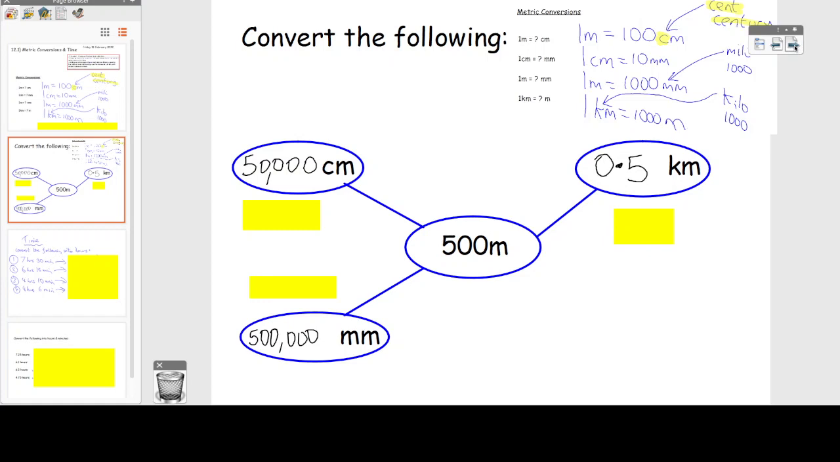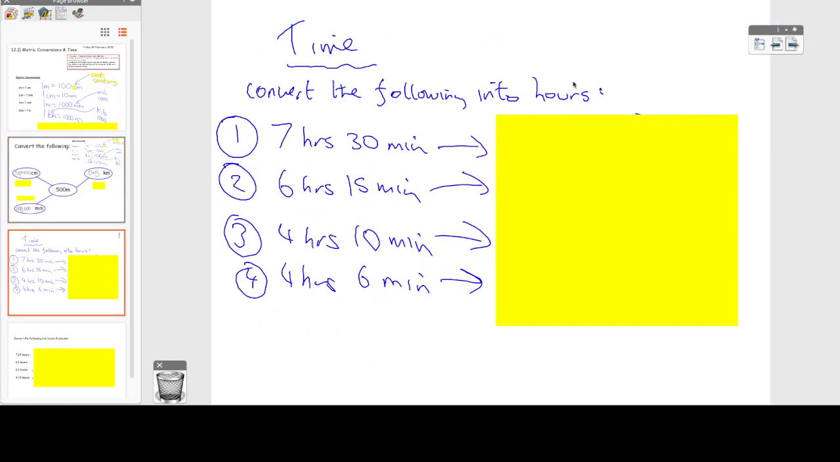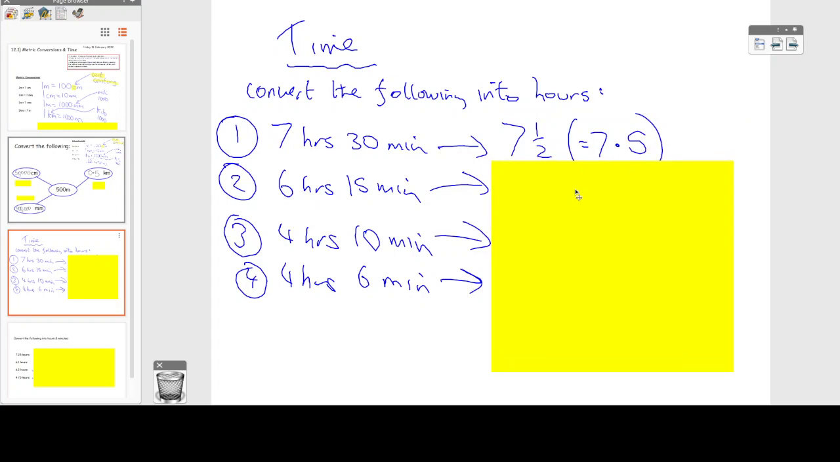The other thing I was just going to run through with you was time. Obviously you can all tell the time, but this is really when you're trying to convert from hours and minutes into just hours and vice versa. So 7 hours, 30 minutes. Well, there are, sorry, there's 60 minutes in an hour. So 30 minutes is half an hour. So 7 hours, 30 minutes is 7.5 hours.